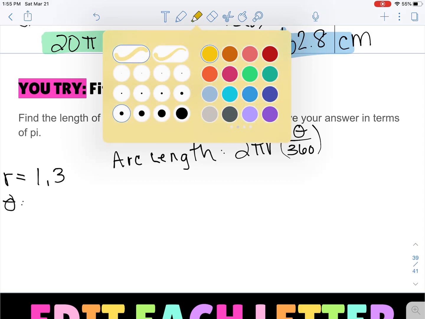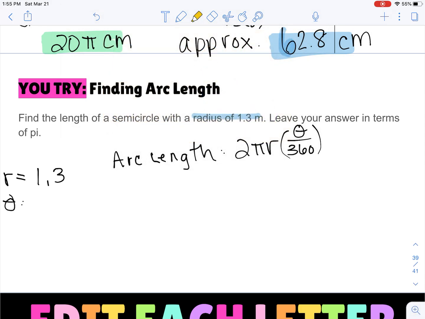The arc measure, when I read this problem, I notice that there's no degree measurement. It doesn't tell me that the arc measures a number of degrees, right? But I do notice that it says find the length of a semicircle. A semicircle means a half a circle, okay? So that would mean that it's half of the circle. How many degrees would half the circle be? That would be 180 degrees, because 360 divided by 2 is 180.